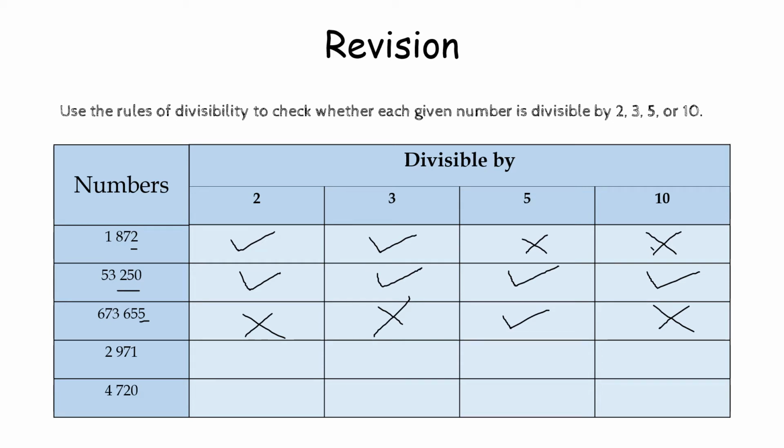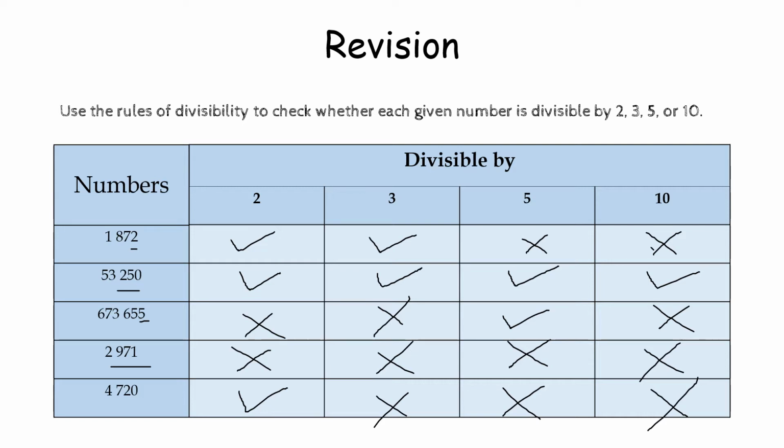The next number, 2971, is not divisible by 2 as the last digit is not an even number. For 3 we have to take the sum, which is 19, which is not divisible by 3. For 5 it is also not divisible by 5 and also not by 10. The last number, 4720. The last digit is 0, so it is divisible by 2. For 3 the sum is 13, which is not divisible by 3. For 5 the last digit is 0, so yes, it is divisible by 5 and it is also divisible by 10.